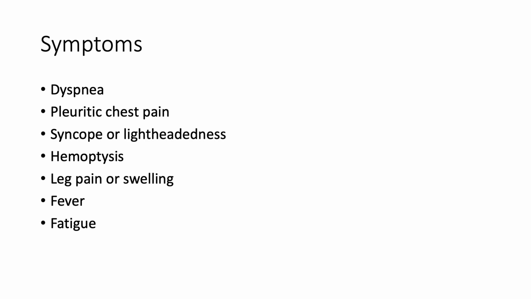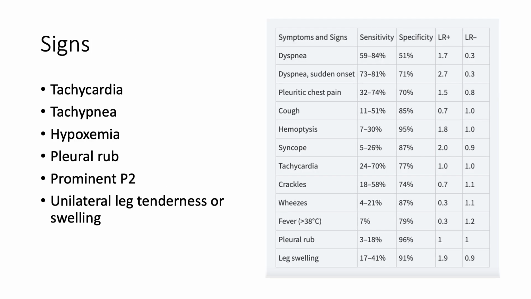All right, symptoms of pulmonary embolism include dyspnea, which is the number one. They can also have pleuritic chest pain, syncope or lightheadedness. Hemoptysis is not all that common, but I always ask. Leg pain or swelling could be suggestive of a deep vein thrombosis in the legs. Fever is a symptom of blood clots. It's not very common, but if you have a patient with a fever that doesn't seem to be from an infection, you should always consider blood clots. And then fatigue is another common symptom.